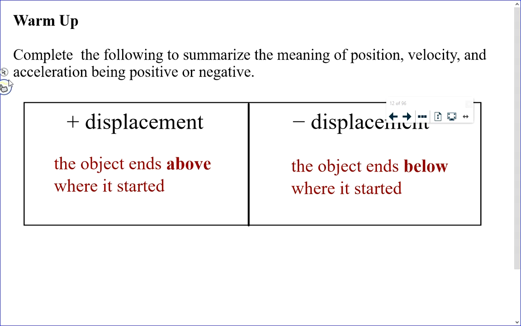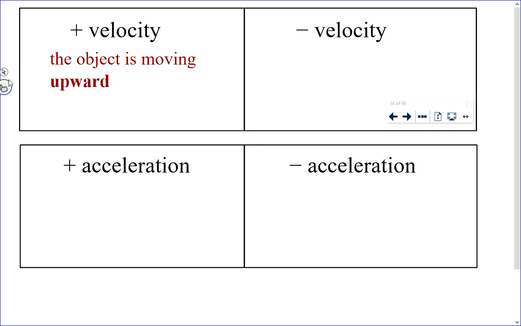Now, if I were doing this lesson and I were not going to talk about vertical, but I wanted to talk about horizontal, I would say positive displacement is when the object ends up to the right of where it started, and negative is when it ends to the left of where it started. Positive velocity, we've talked about this a lot. Positive velocity simply means the object is moving in a positive direction. So the positive velocity in our scenario means the object is moving up, and a negative velocity means the object is moving down.